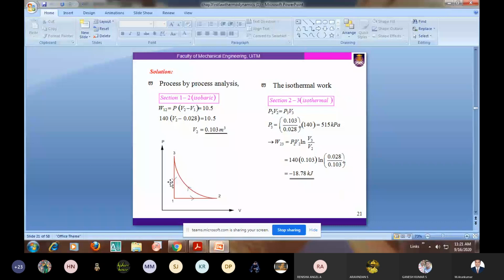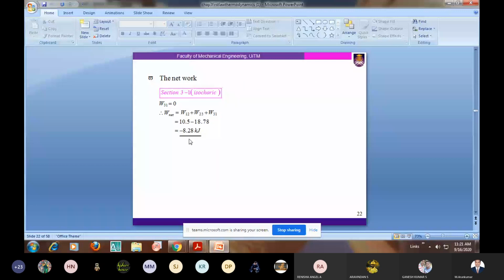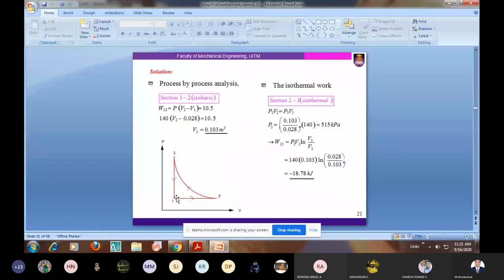Right, we can move to the next process, that is from 3 to 1. 3 to 1 is a constant volume process, that is, an isochoric process. You know, in an isochoric process there is no W, so we need not find any other properties of the state. We know P1 V1, P2 V2, and P3 V3. Then we need to get the net W value.